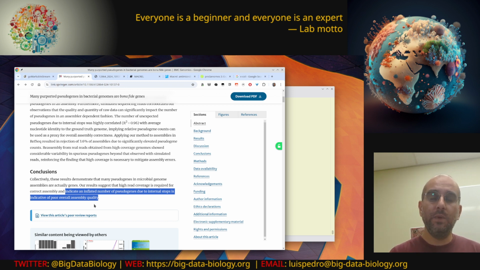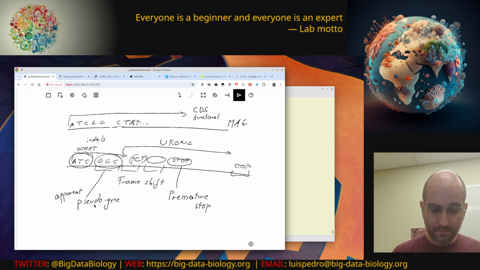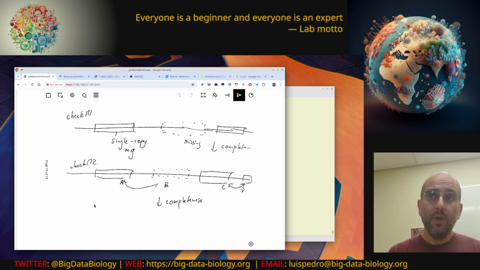Is can we estimate this inflated number of pseudogenes due to internal stops and use this as an overall indicator of assembly quality? And going from this high level, a little bit hand wavy view is what we're going to be doing, right? So maybe backing off a bit.